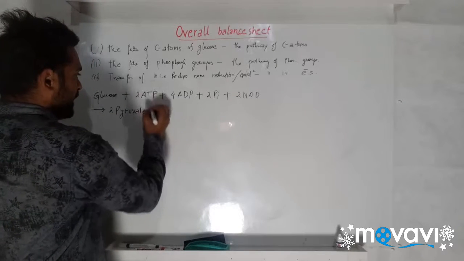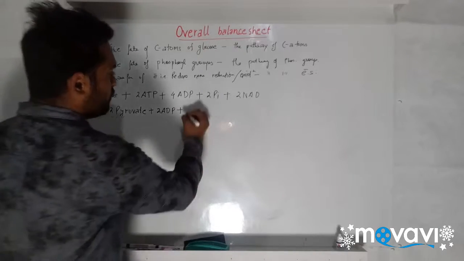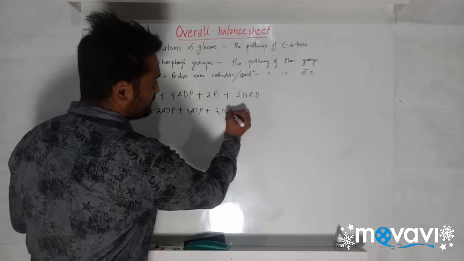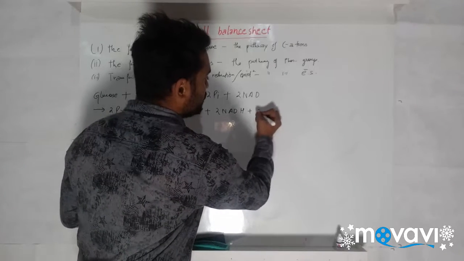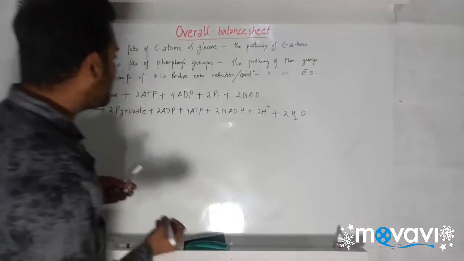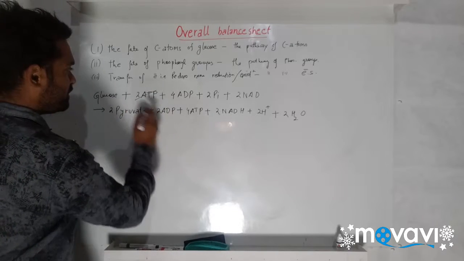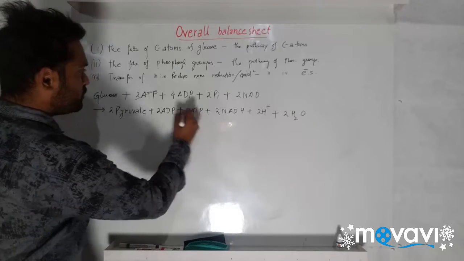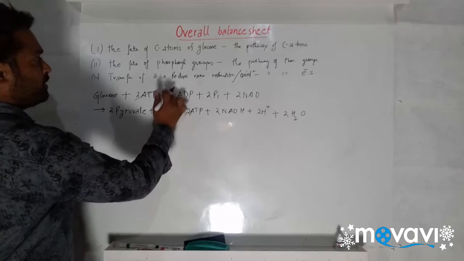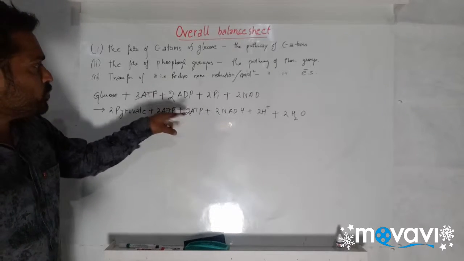and for ATPs it is ADP, 4 ATP, plus 2 NADH plus 2 H positive ions, and what more? 2 molecules of water. And if we cancel the common terms, we are going to get 2 ATP. So the overall reaction is that 2 ATPs are produced.